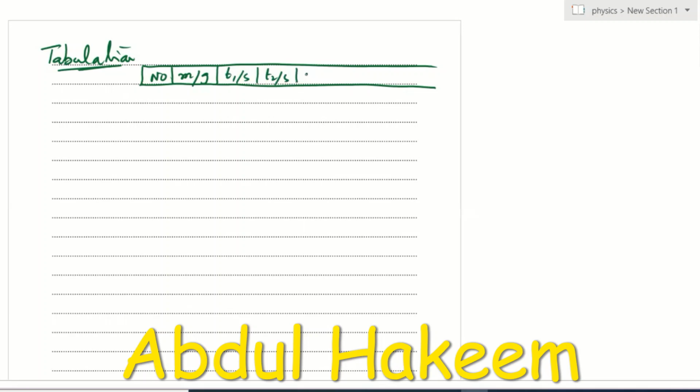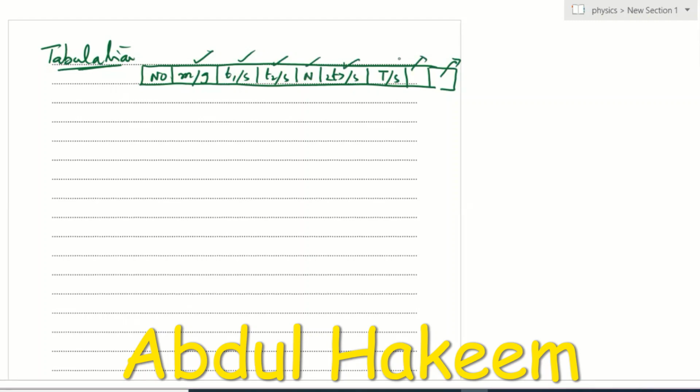Second time, you can mention the number of oscillation, then the time average in second, and then time period in second, and the last two columns empty for further physical quantity. So mass in gram, time 1, time 2, number of oscillation, time average, and then the period. So the next heading is the data analysis.